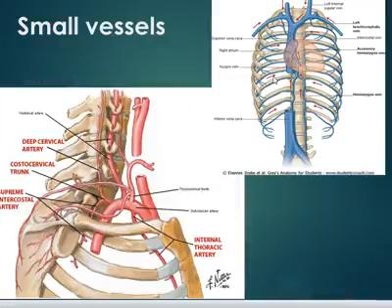This diagram shows some small vessels passing through thoracic inlet like internal thoracic artery, which is a branch of subclavian artery, superior intercostal artery, which is a branch of costocervical trunk. Costocervical trunk itself is a branch of subclavian artery. First posterior intercostal vein. Posterior intercostal veins drain into brachiocephalic vein, and inferior thyroid vein itself also drains into the brachiocephalic vein.